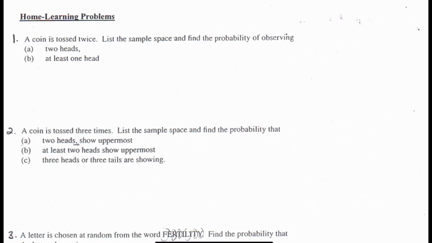In this video, we're going to go over some examples. So for example, number 1, a coin is tossed twice. List the sample space and find the probability of observing 2 heads, at least 1 head. So the first thing we know is that a coin is tossed twice. So the sample space is heads, heads, heads, tails, tails, heads, and tails, tails.